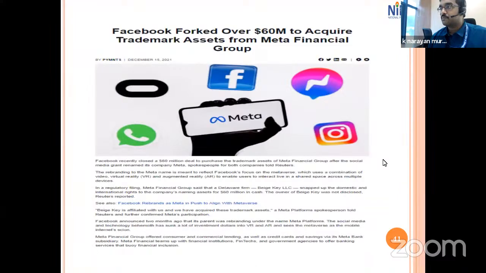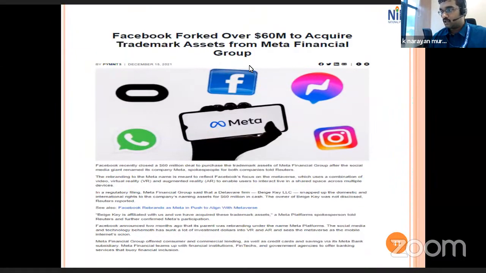Facebook has changed its name to Meta. Facebook has paid around $60 million to acquire trademark assets from Meta Financial Group. Just to acquire this four-letter word Meta, Facebook has paid around $60 million to a South Dakota bank. You must have seen this news report. 60 million is equivalent to say 400 crores, just to get this four-letter word.